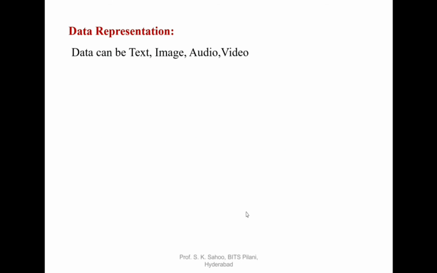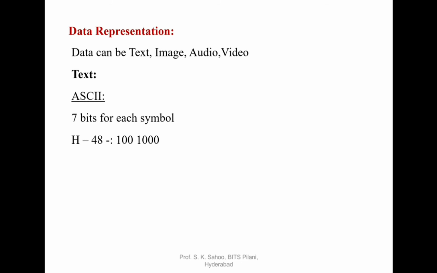The data which we are transmitting in the network can be text, it can be image, audio or video. If it is text, it will be represented using ASCII code. ASCII letter is represented by 7 bits for each symbol. For example, H is represented by 48. There is one extended ASCII code. In extended ASCII code, along with the 7 bits, we add one more 0 in the LSB side. So H in extended ASCII will be 0, 1, 0, 0, 1, 0, 0, 0.